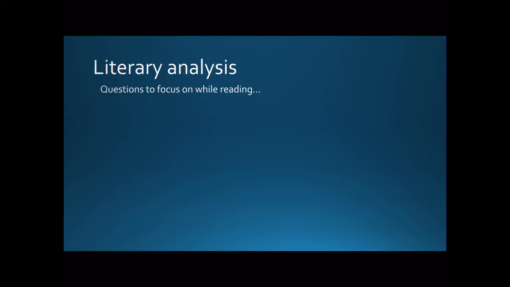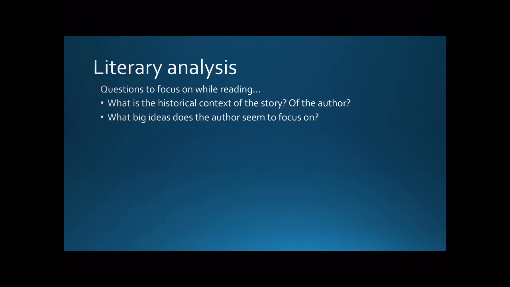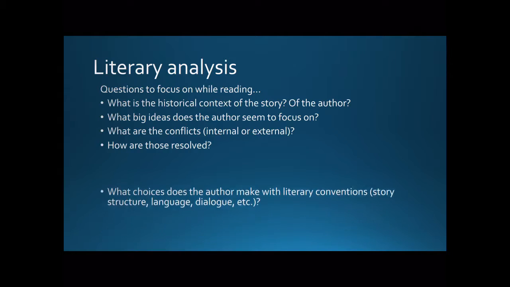So there's 8 questions we're going to focus on, and I want you to write these down. Pause if you need to. Number 1, what's the historical context of the story? In other words, what's happening in history when the story was written? Number 2, what are the big ideas the author seems to focus on? Things like themes and big questions about life. Number 3, what are the conflicts? And those can be internal inside a character or external. And this is a really key question. Number 4, how are those conflicts resolved? And of course, we can't answer this till we finish the story.